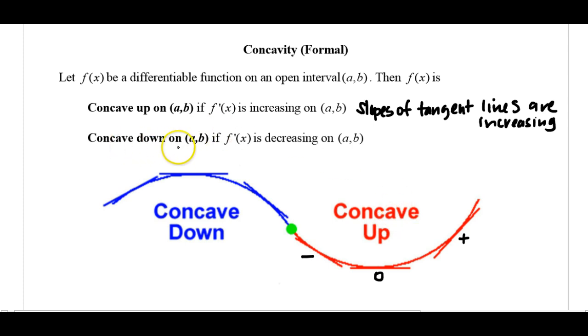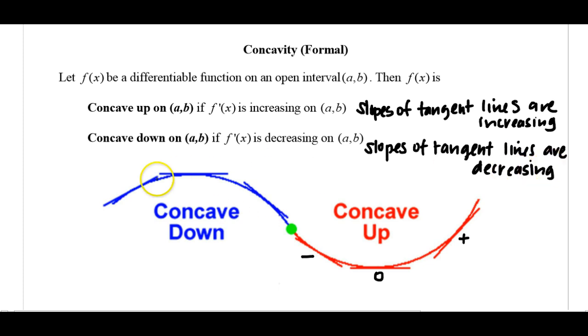As opposed to concave down, a function is concave down on an interval if f prime of x is decreasing on a to b. So the exact opposite, slopes of tangent lines must be decreasing. So the slopes must be getting smaller.